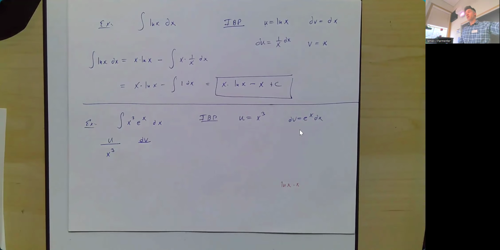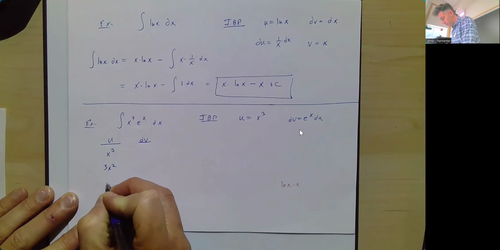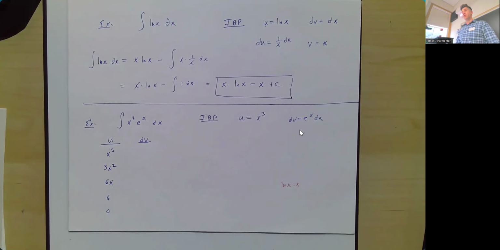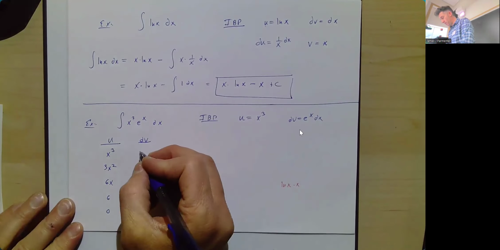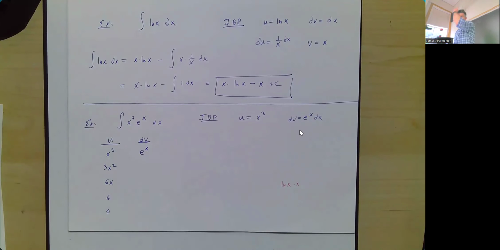Notably, this only works if our choice of u is x to a positive integer power, because then eventually the derivative will be 0. Any other type of function doesn't eventually have a derivative that's 0. You keep getting other weird functions. On the right-hand side, in the dv column, we're not going to write the dx part because it's just annoying. And we're going to take all the antiderivatives.